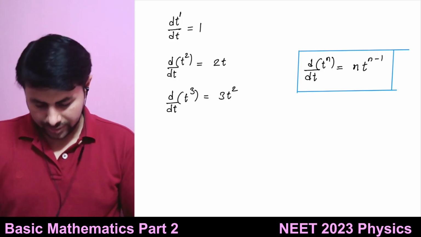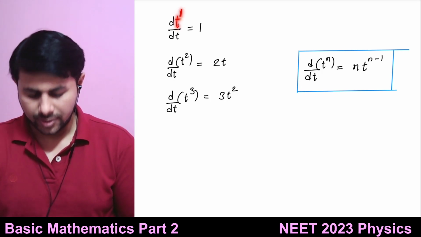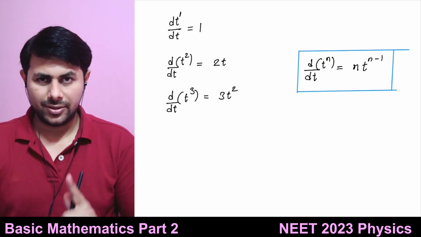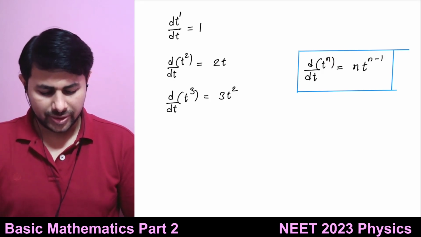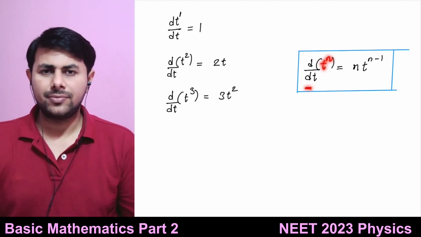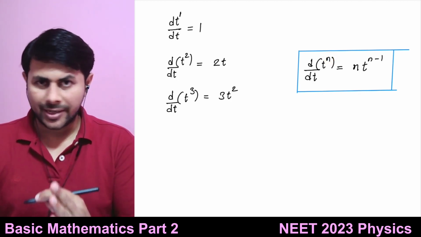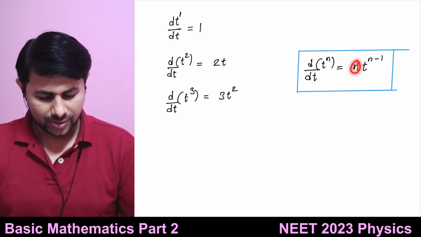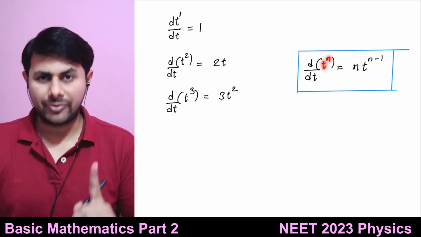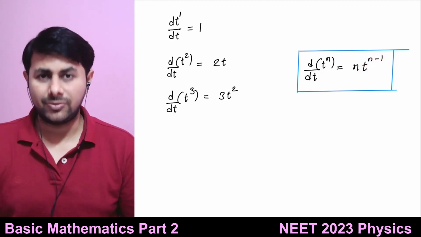So when we have t raised to 1, what is the value of this n? n is equal to 1. Okay, so what does this formula say? When you take derivative of t raised to n with respect to t, what do you get? This n comes in multiplication like this, and the power of this t gets reduced by 1. It becomes n minus 1.